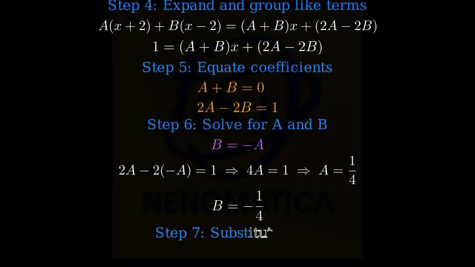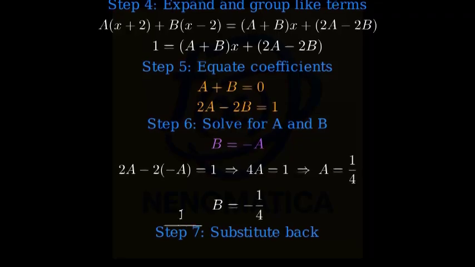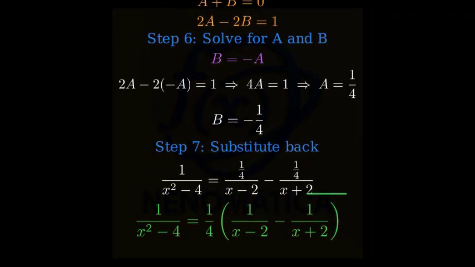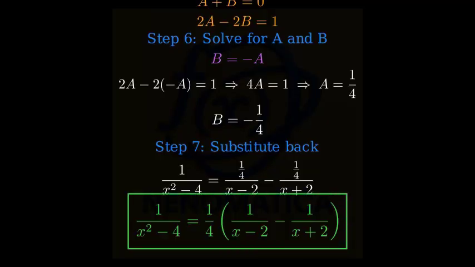Step 7. Substitute a equals 1/4 and b equals negative 1/4 back into the decomposition. 1 over x squared minus 4 equals 1/4 times (1 over x minus 2 minus 1 over x plus 2). In this lesson, we will decompose a rational function into partial fractions.